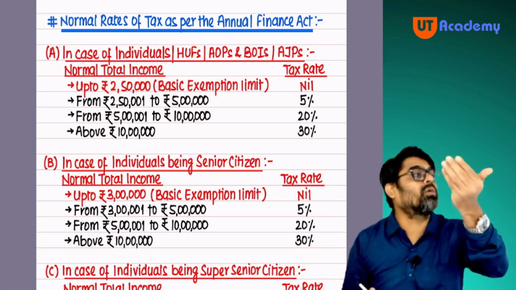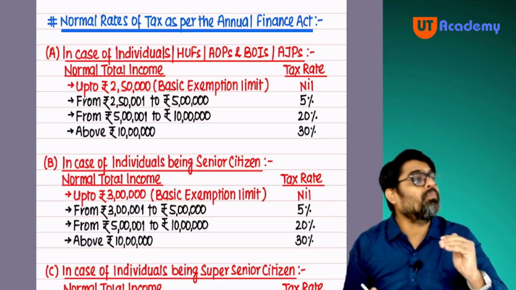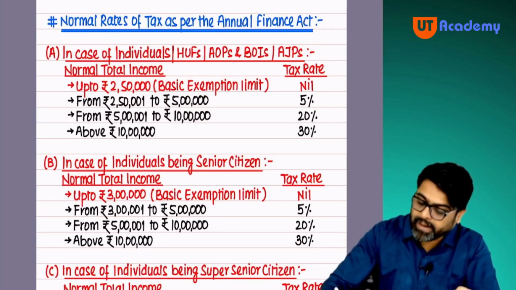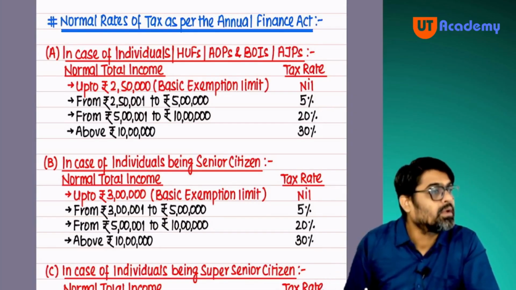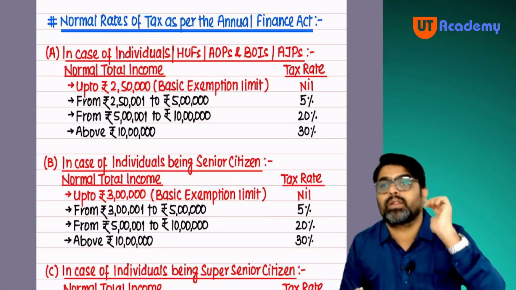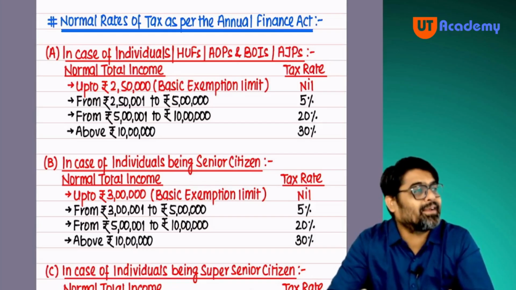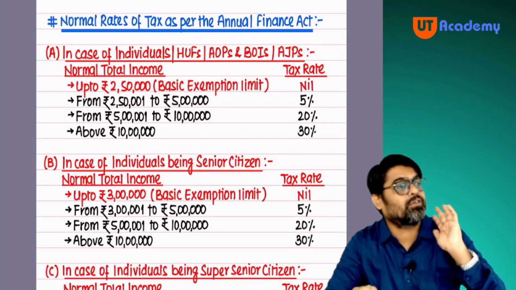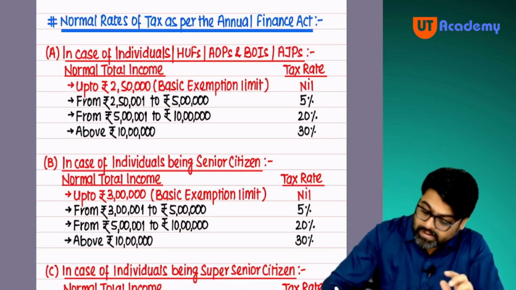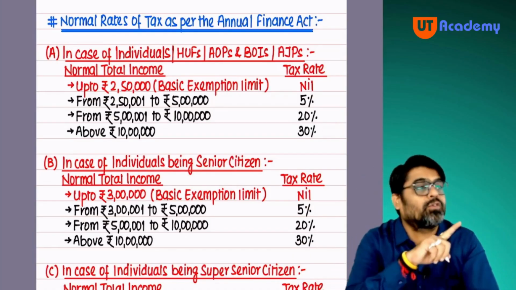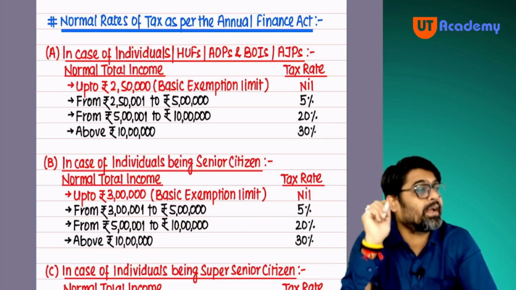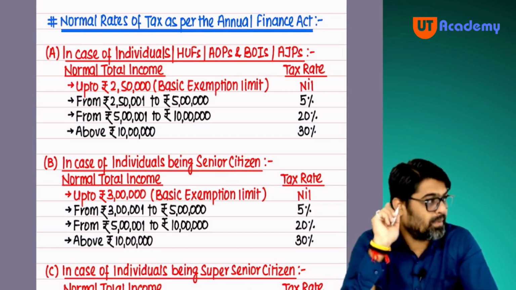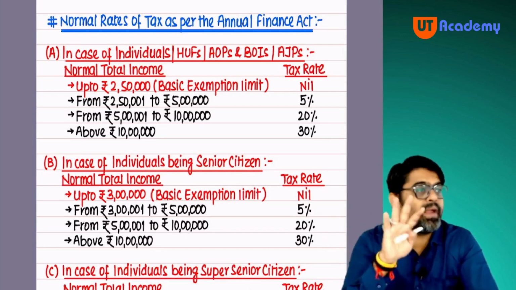Any total income over and above 5 lakhs, up to 10 lakhs, you are supposed to pay 20%. Yes or no? Now, if your total income is more than 10 lakhs, then on any total income over and above 10 lakhs, you are going to pay 30%. This is known as progressive rate of tax. The more your total income, the more taxes you will pay. Understanding or not?